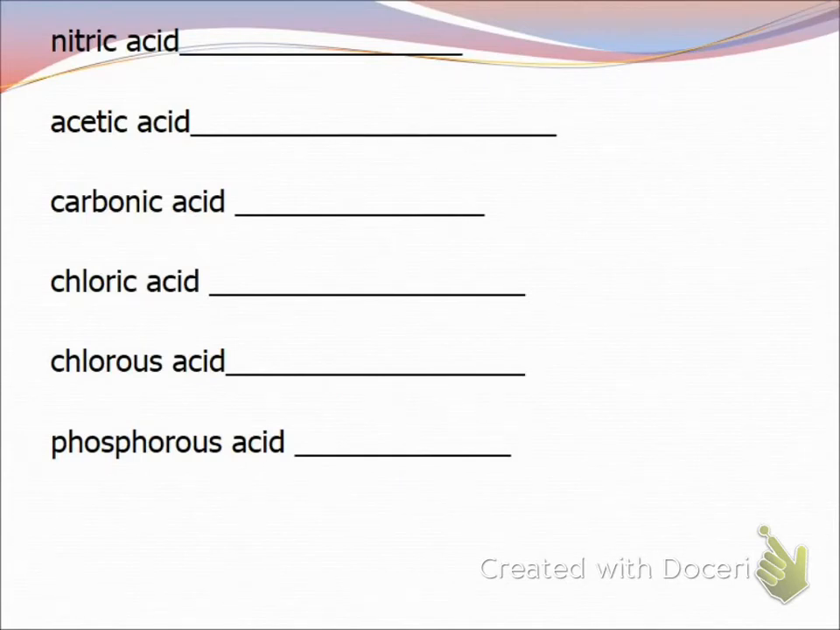So let's do a couple of these. Nitric acid. Nitric, ic came from ate. So it's coming from NO3, which is a -1 charge. So how many hydrogen would I need to put with it? Just one. So HNO3 would be its formula. Acetic acid would be acetate, which is C2H3O2, -1 charge. So how many? 1.